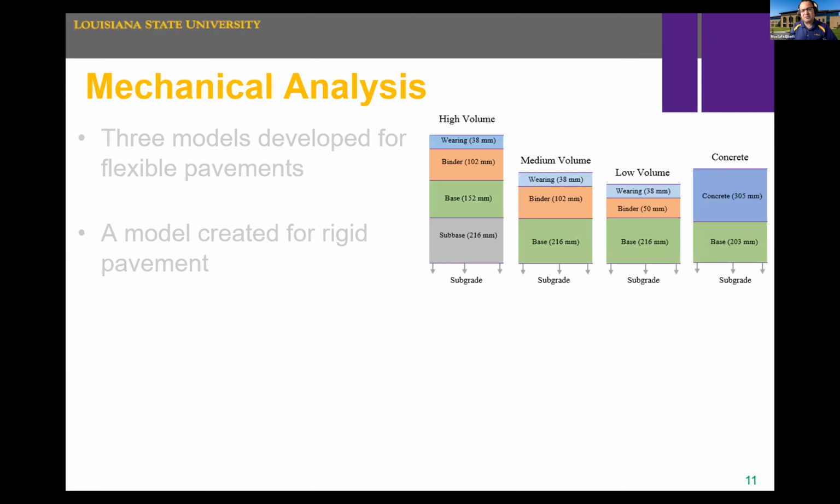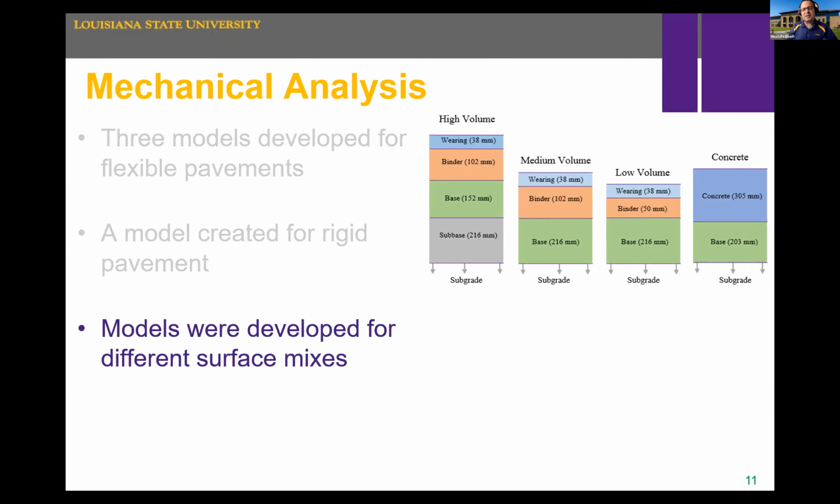For the flexible pavement, we simulated different structures. So we simulated a model that represents high volume traffic. We simulated another pavement structure that would be used for medium traffic, and a third to simulate low volume. And this is the structure that we simulated for concrete pavement. So these are typical pavement designs that we would use here in the state. And again, it's meant to look at the variation of energy dissipation for the different pavement structures.